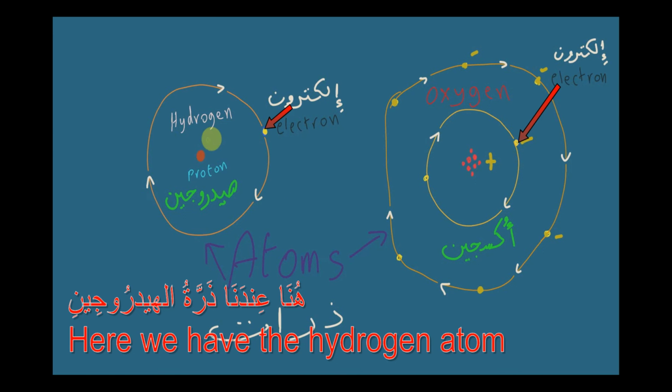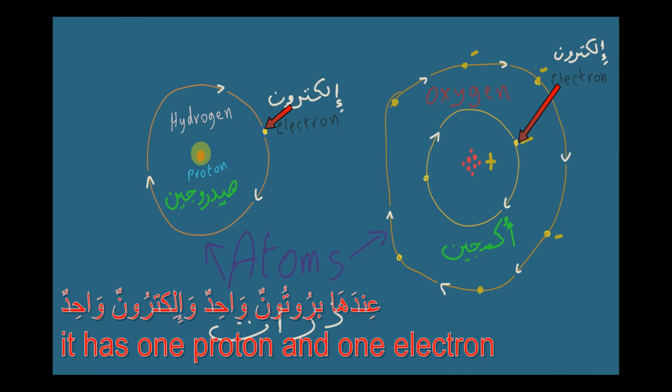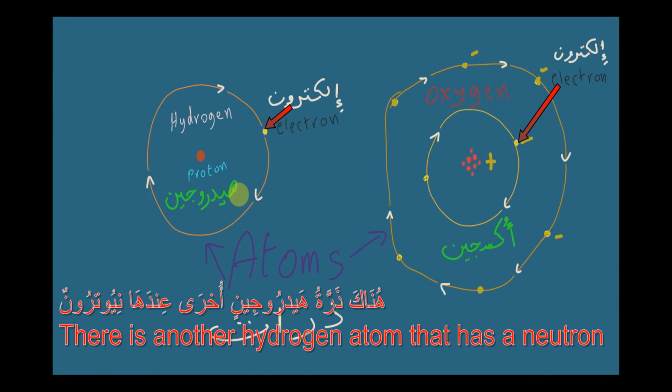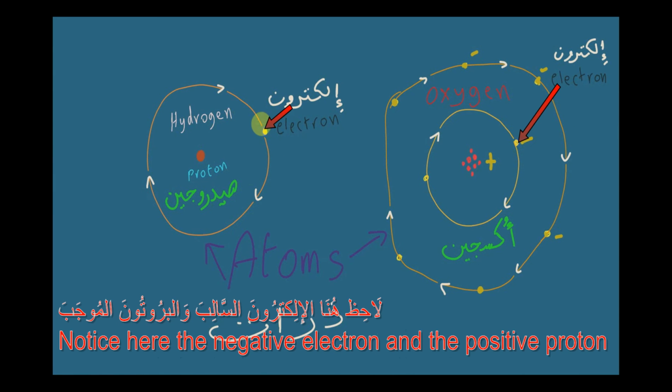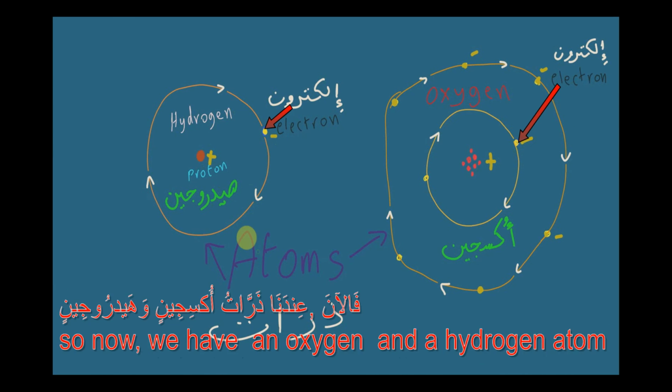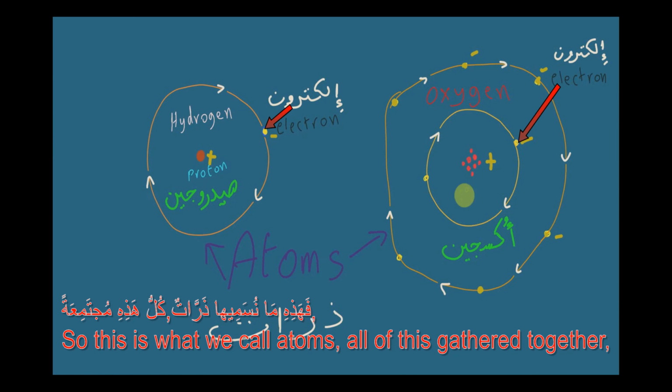Here we have the hydrogen atom. It has one proton and one electron. There is another hydrogen atom that has a neutron. It's called an isotope of hydrogen. Notice here the negative electron and the positive proton. So this is the hydrogen atom. So now we have an oxygen and a hydrogen atom. So this is what we call atoms. All of this gathered together we call an atom.